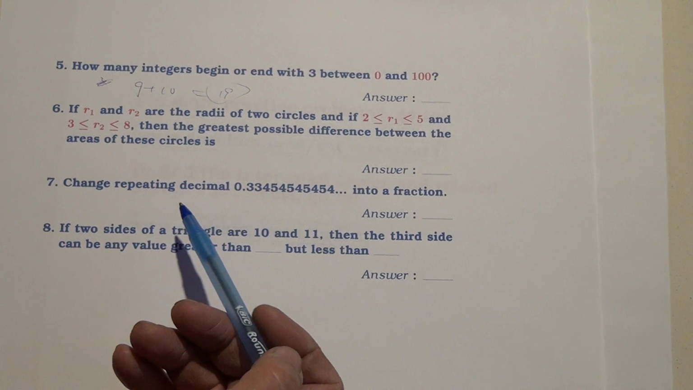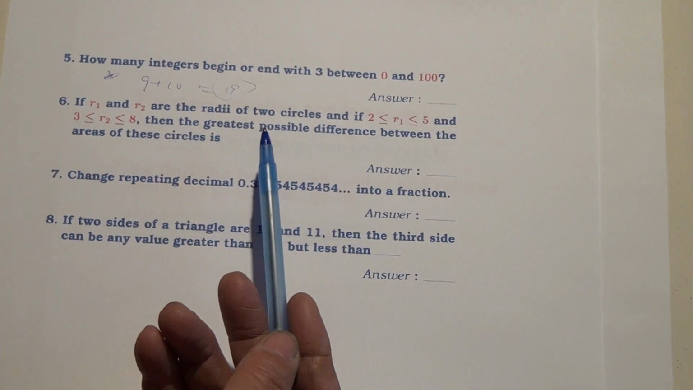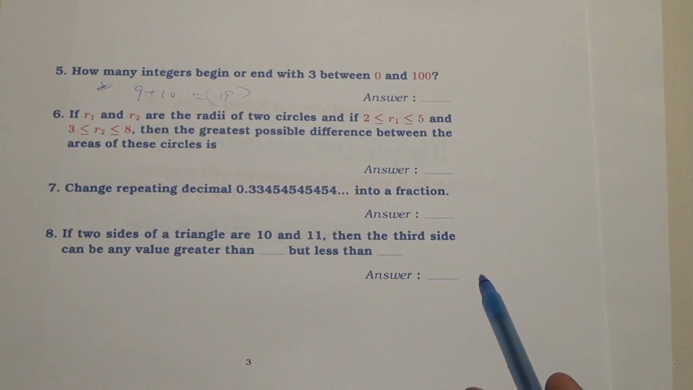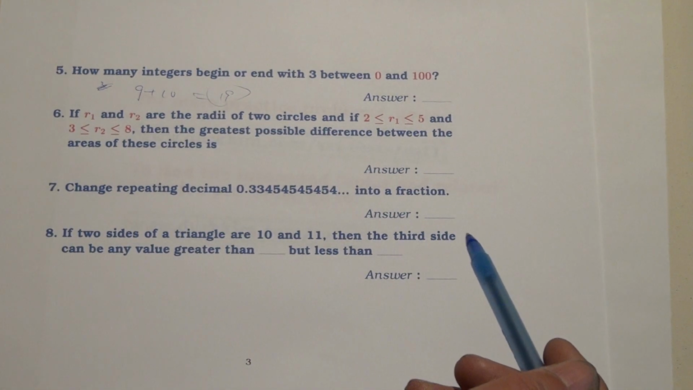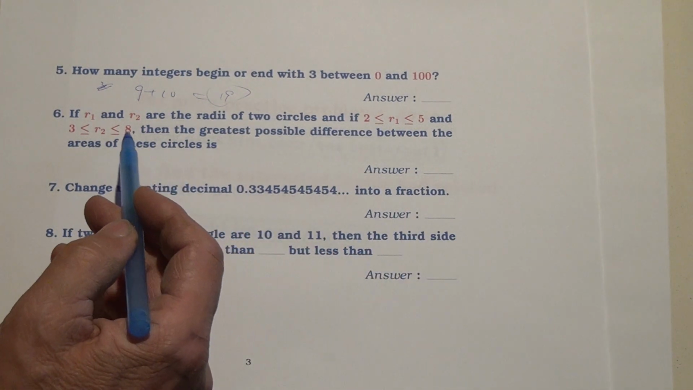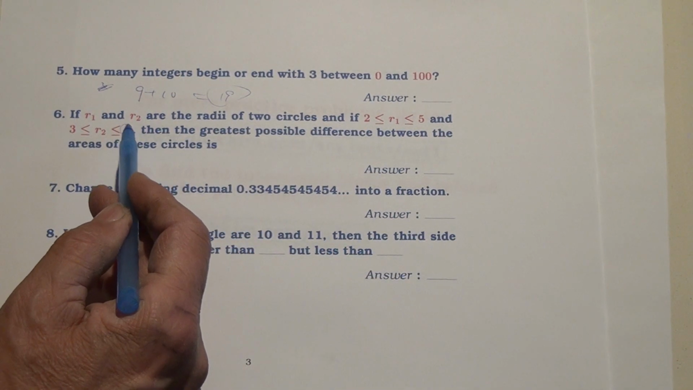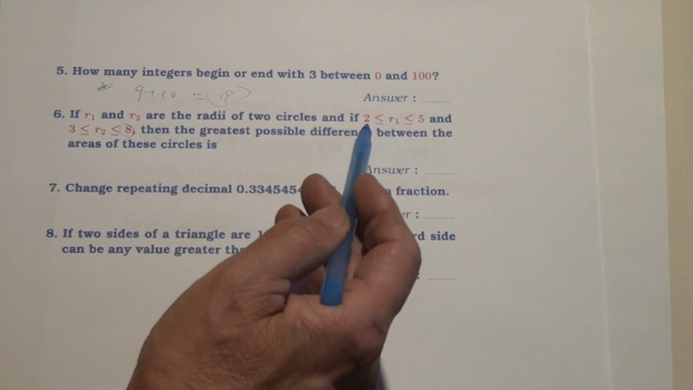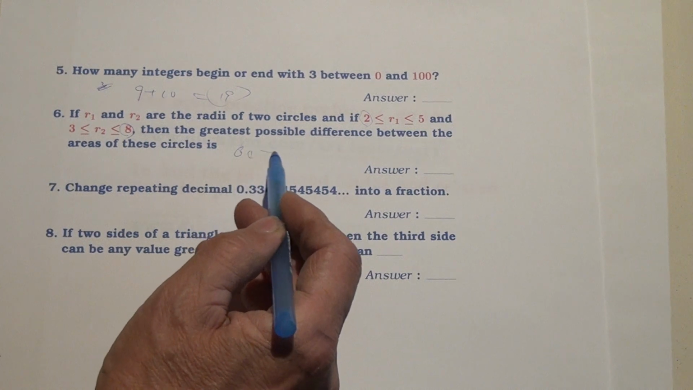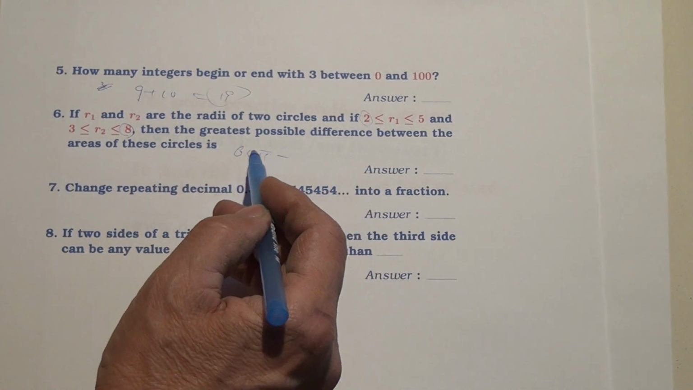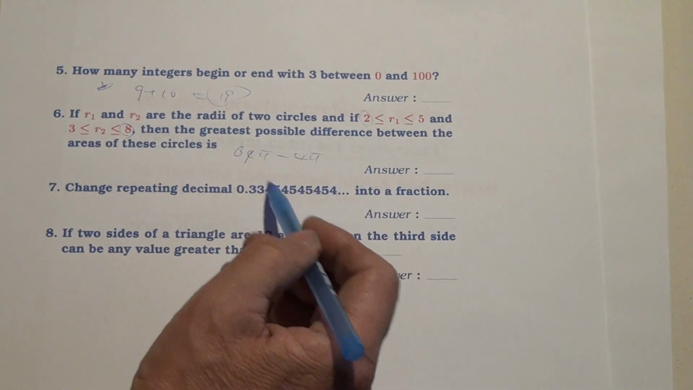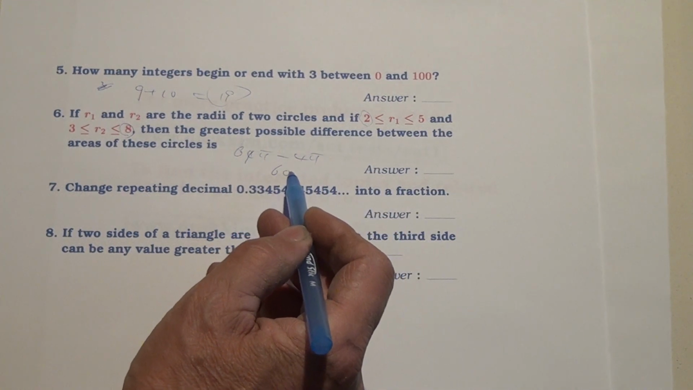Now number 6. To get the greatest possible difference, you assign one value the smallest possible and the other value the greatest possible. Then we better assign the radius of this one 8, and the radius of the other one 2. Then the area of this one will be 64 pi. The area of the other circle will be 4 pi. So the greatest possible difference will be 60 pi.